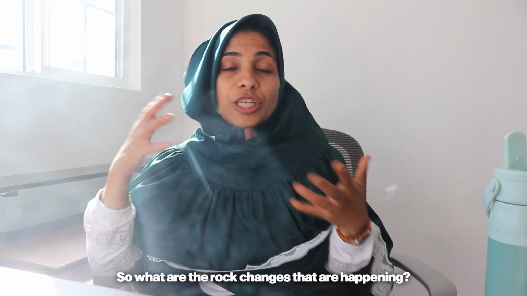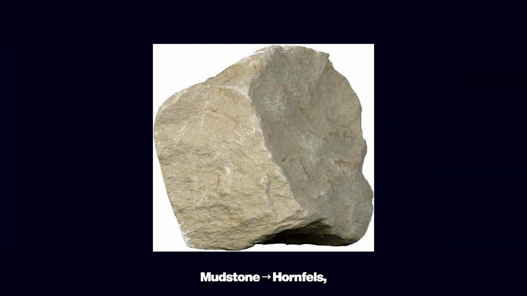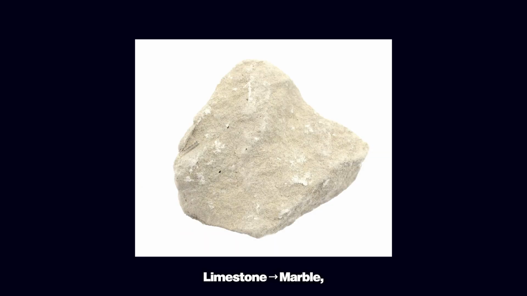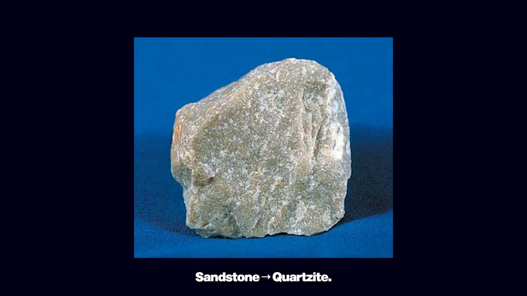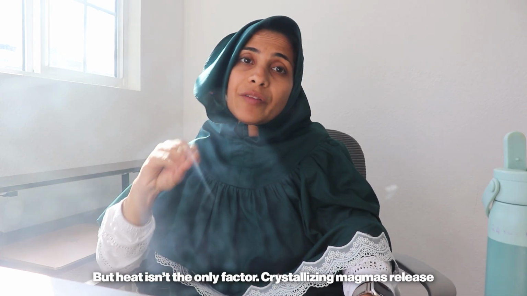So what are the rock changes that are happening? Mudstones change to hornfels, limestone to marble. These are all sedimentary parent rocks. Sandstone, a sedimentary rock, becomes quartzite, a metamorphic rock. But remember, heat isn't the only factor.